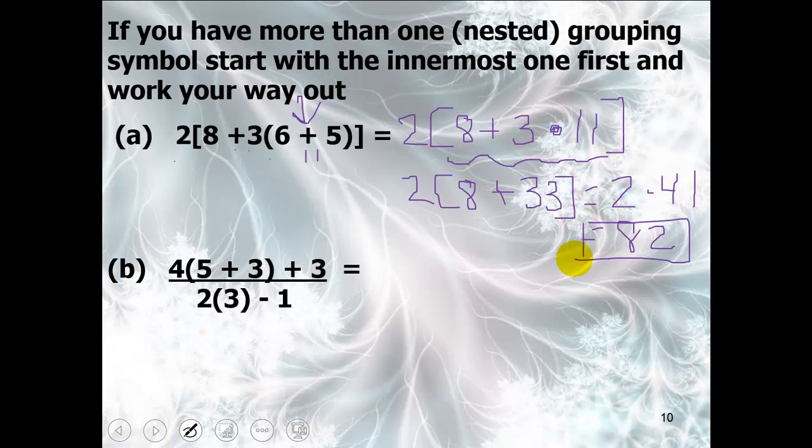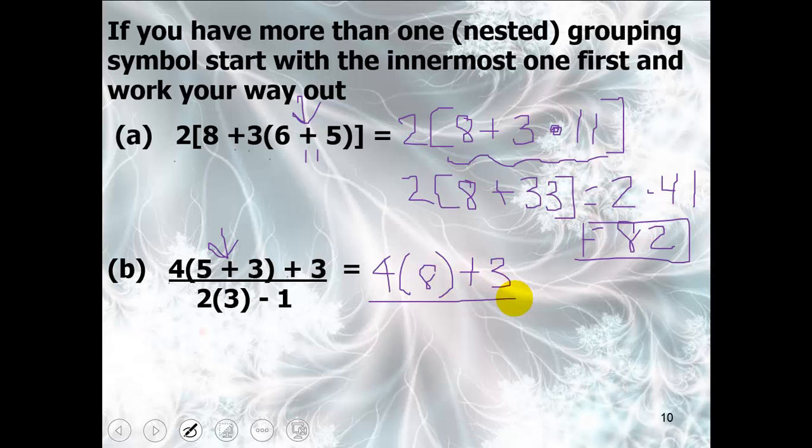Okay, now example B, this is like nesting because we have this big division sign in here. So I'm going to simplify my numerator first, and then I'm going to simplify my denominator. More than first or second, it's separately. You want to simplify them separately. All right. So in my numerator, I have 4 parenthesis 5 plus 3, and then plus 3. So I have to work this out first, and I get 4 times 8 plus 3.